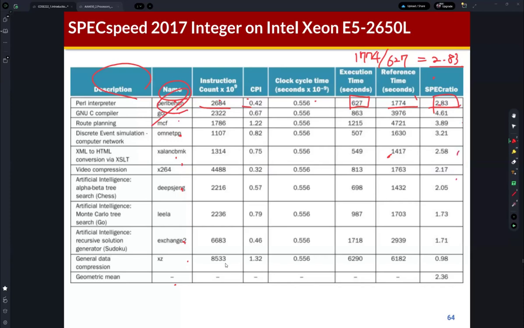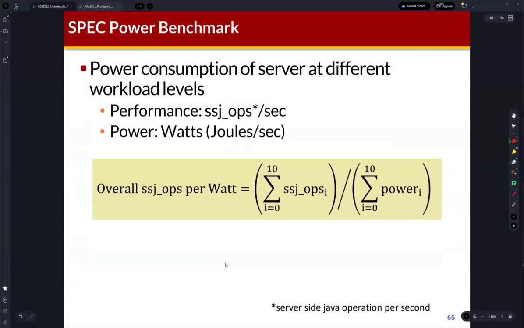So we can calculate this number for different applications, right? Then by performing a geometric mean, we can calculate the SPEC score. This score represents the performance of my machine. If this score is higher, it means the performance is higher, right? So we can measure the performance like this. Okay, so we can use the SPEC benchmark for measuring the performance. So these are benchmarks.